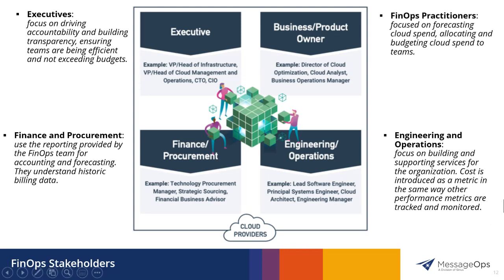Forecasting spend, allocating budgeting to cloud spend. That's important. These are the business product owners, directors of cloud, cloud analysts, business operations managers. And then over on the left, you see finance and procurement. And again, they are there. We're not saying they're not important, but their role has changed as everything has become as a service. And then engineering and operations focus on building and supporting services for the organization.